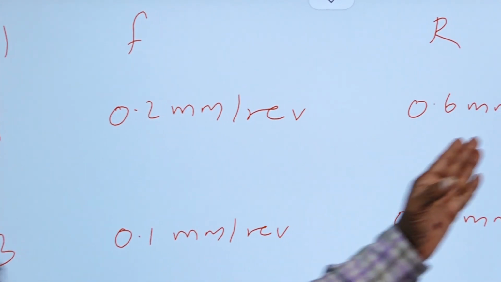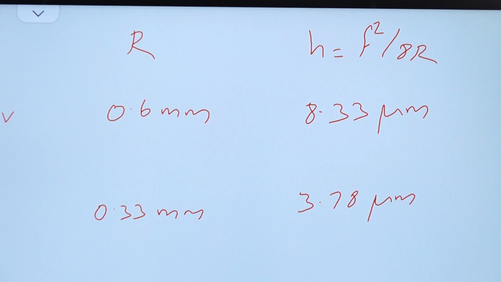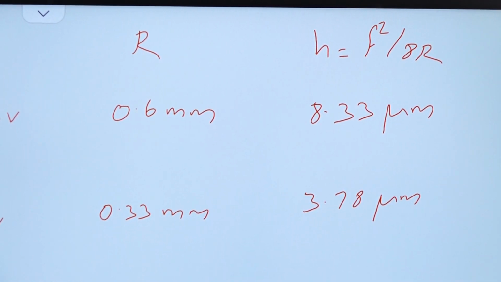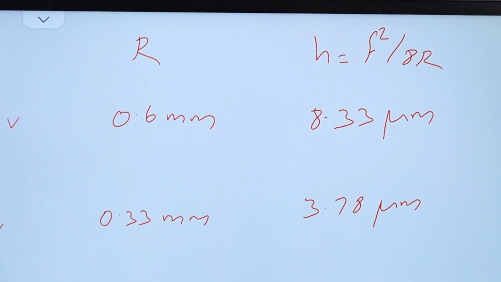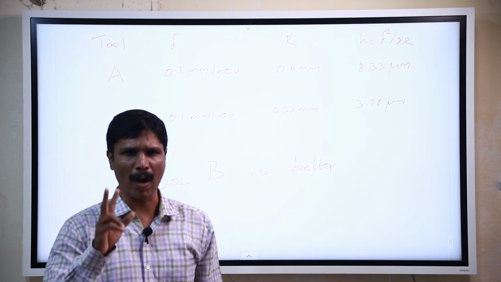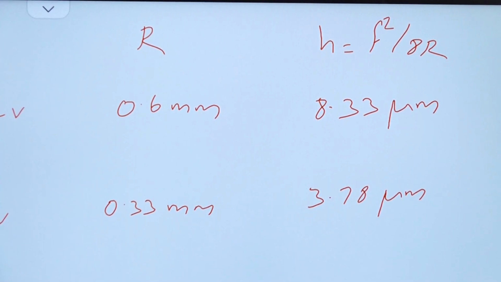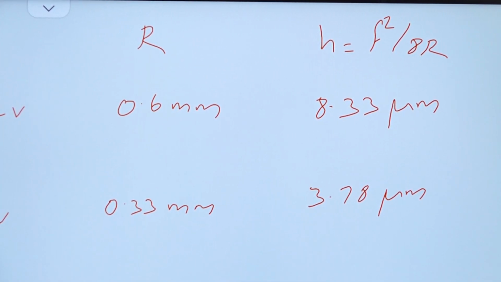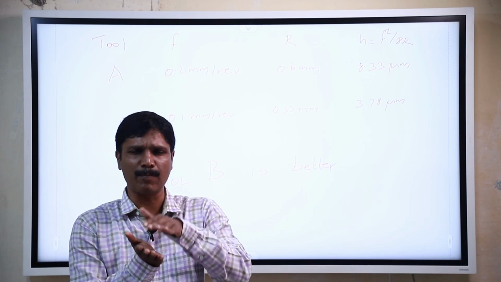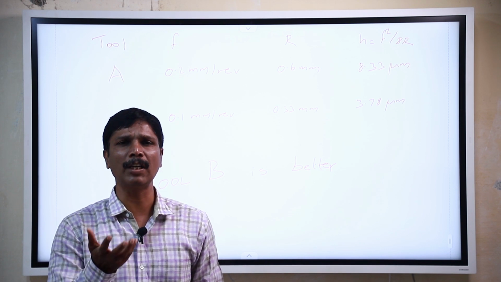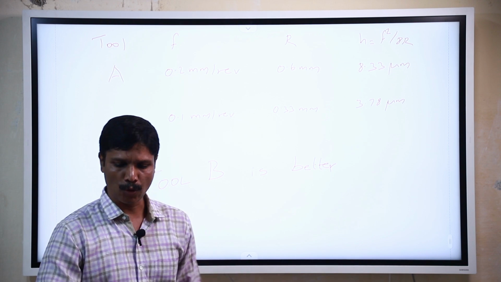We know that to measure the height of the unevenness, the peak to valley height can be calculated by the formula f squared by 8r. By calculating f squared by 8r for these two tools, we get 8.33 micrometer and 3.78 micrometer. Good surface finish means the height of unevenness is less, so that is preferable. We want good surface finish, so the peak to valley height should be minimum.